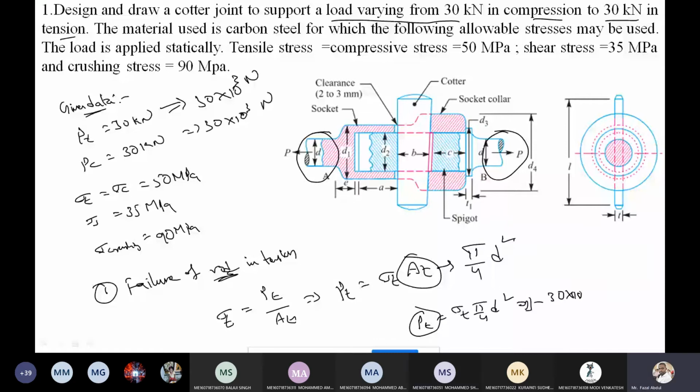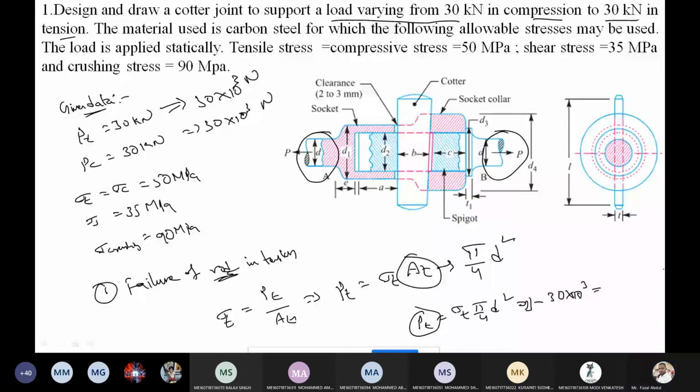So 30 into 10 to the power of 3. In every question, we have to find all 11 points, or they will give particular points to find. If the question asks for particular points, they will mention what we have to find out. Then you have to find only those particular parts, like A, B, C, D.